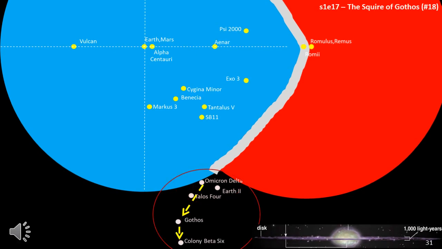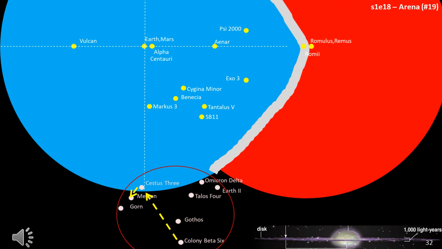In The Squire of Gothos, the Enterprise is on its way to a far-flung outpost called Colony Beta VI. Perhaps it's monitoring the southern galactic barrier or has some other significant economic value. On its way, it bumps into Gothos, which must be about 460 light-years from Earth, in my revised assumption of the episode.